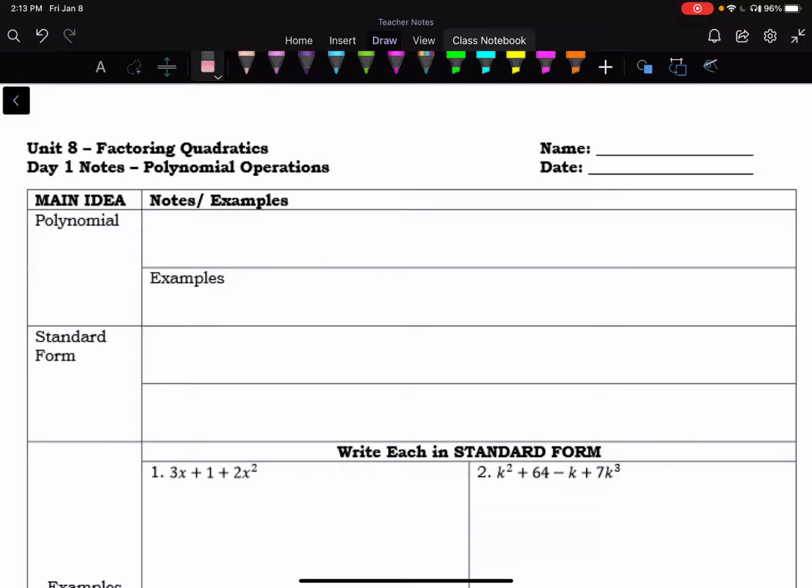Hey guys, welcome to Unit 8, Day 1 Notes. Today we are going to be talking about polynomial operations.